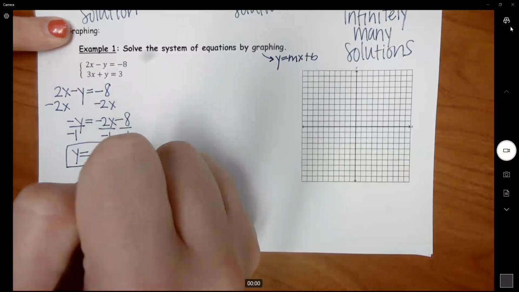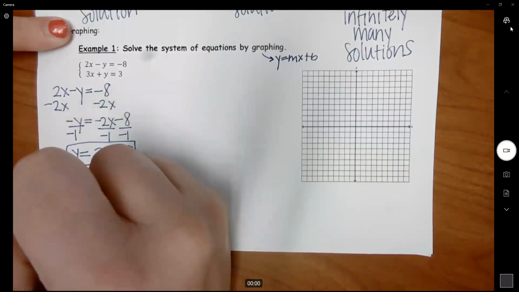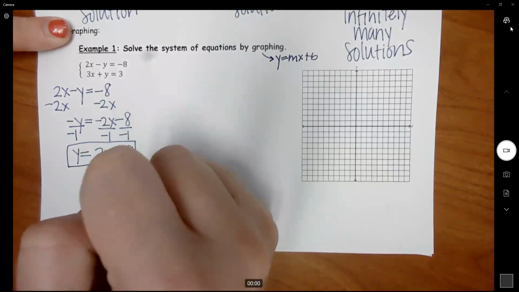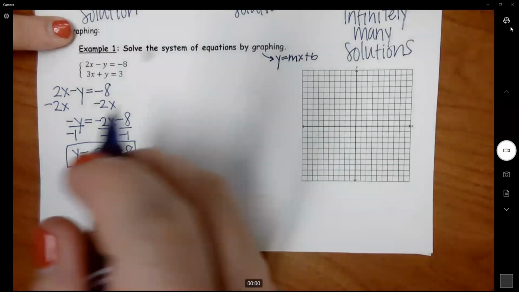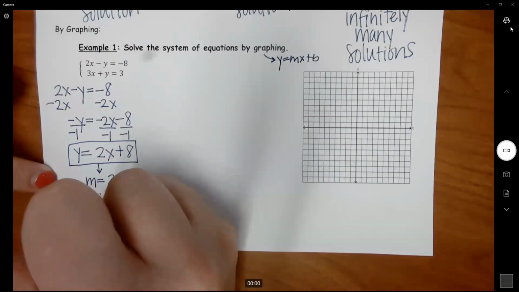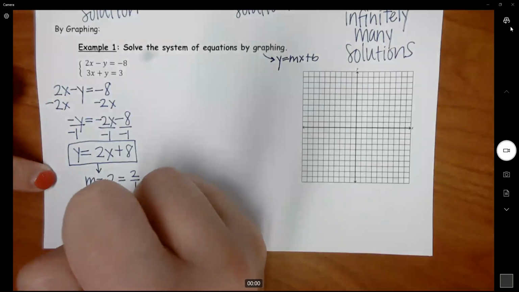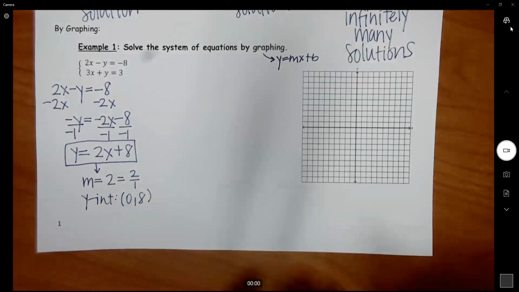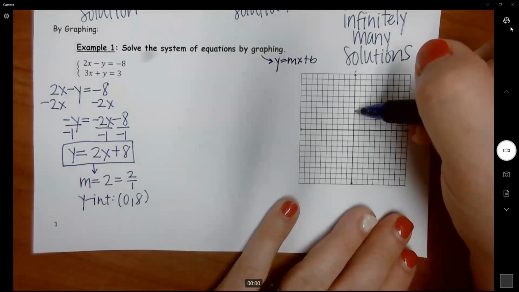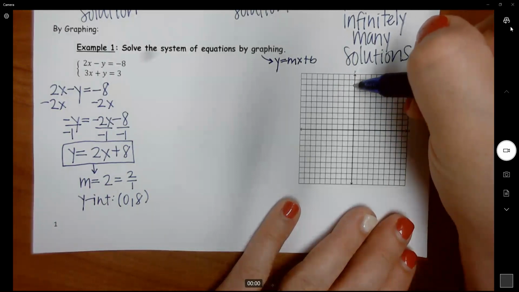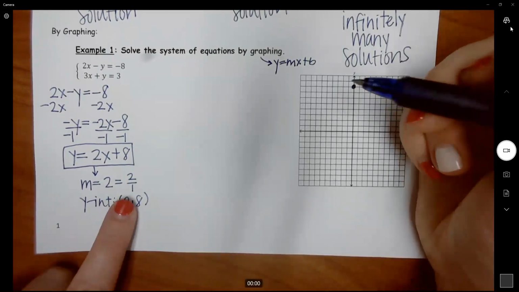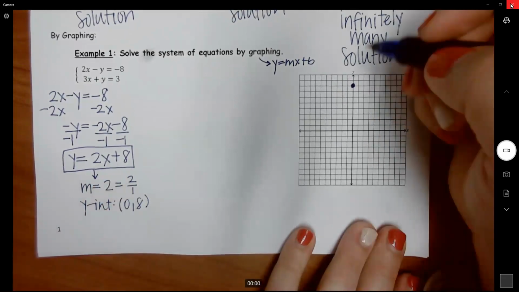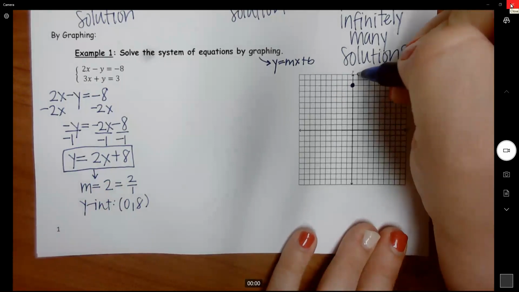So from here, my slope is 2, which is the same as 2 over 1. So I know my rise and my run. And my y-intercept is the point (0, 8). So we'll start with the y-intercept. We'll go up 1, 2, 3, 4, 5, 6, 7, 8. And then use your slope. It's rise over run. So I'm going to rise 2 and then run 1 right here.